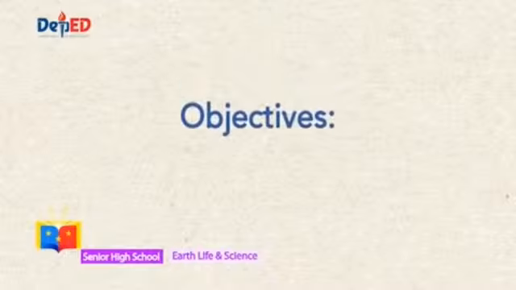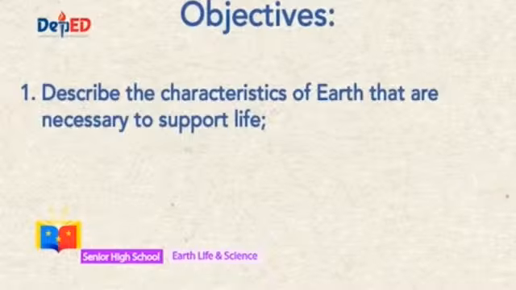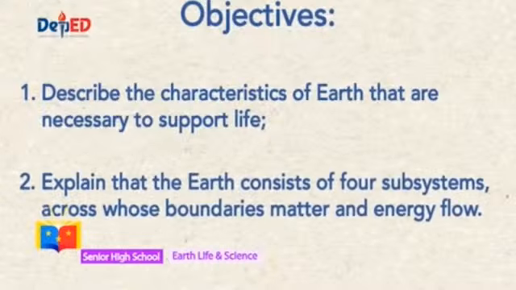Here are our objectives. As we navigate the lessons, you are expected to: 1. Describe the characteristics of Earth that are necessary to support life. 2. Explain that the Earth consists of 4 subsystems, across whose boundaries matter and energy flow.